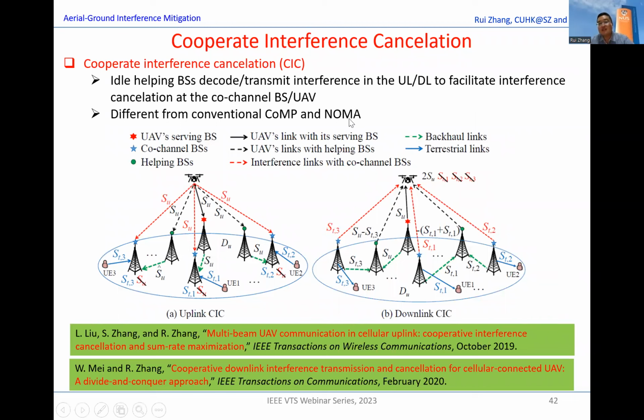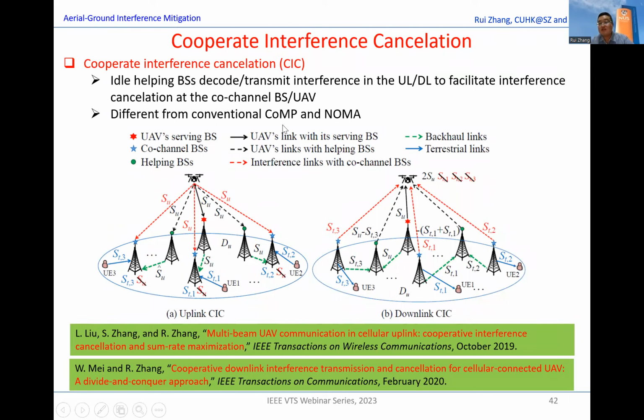Another existing technique is called NOMA, non-orthogonal multiple access. That means that when the ground base station receives interference from a UAV, because the UAV signal is typically strong due to the line-of-sight channel, you can decode the UAV signal, the interference, first, and then cancel it. It's also not very practical in this scenario, because when the UAV sends a signal, it will contaminate many, many ground base stations, and their received power for the UAV signal can vary by tens of dBs. So that doesn't mean all the ground base stations can use NOMA to cancel the UAV interference. So NOMA also does not work.